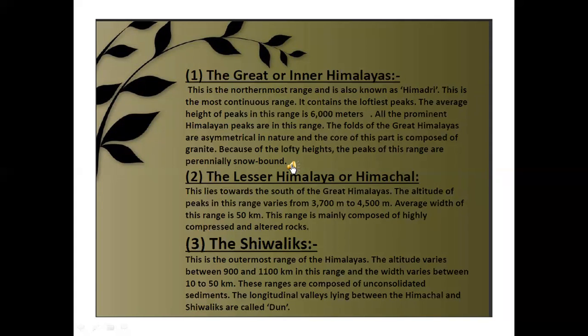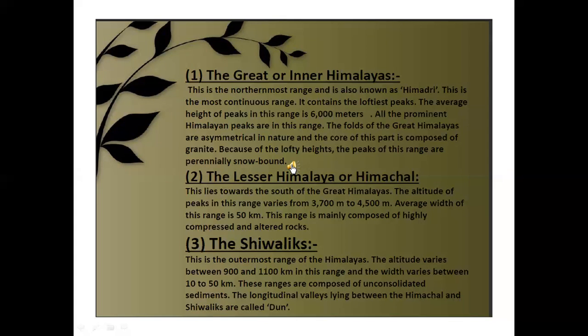The Lesser Himalayas or Himachal lies towards the south of the Great Himalayas. The altitude of peaks in this range varies from 3,700 meters to 4,500 meters. The average width of this range is 50 kilometers. This range is mainly composed of highly compressed and altered rocks.